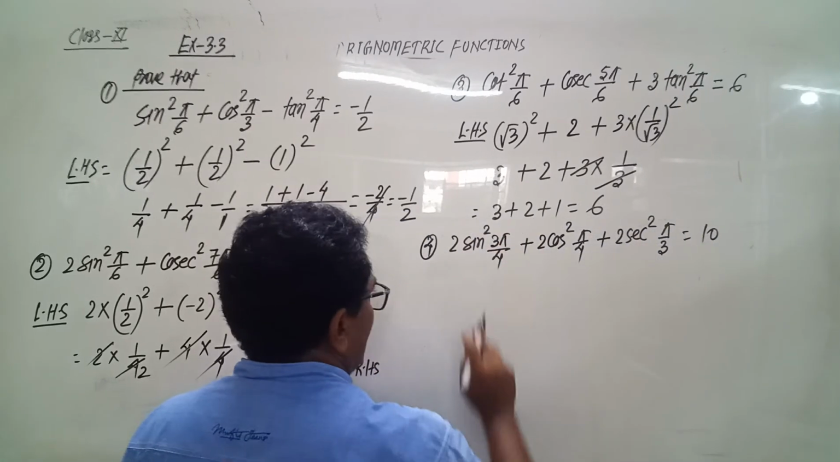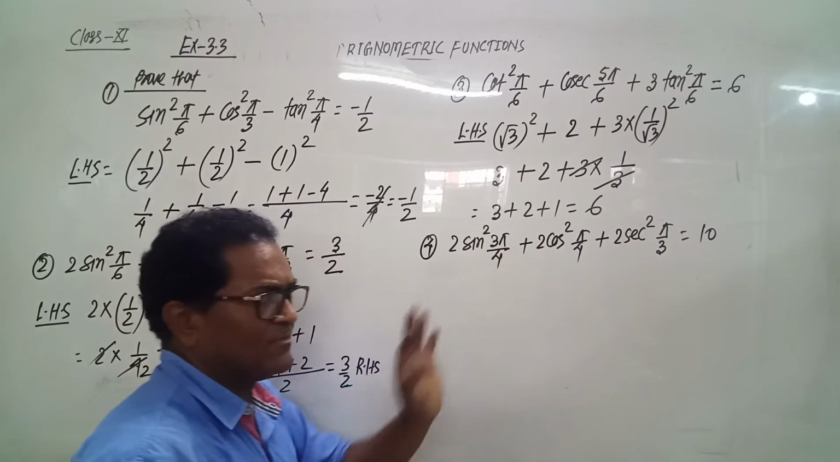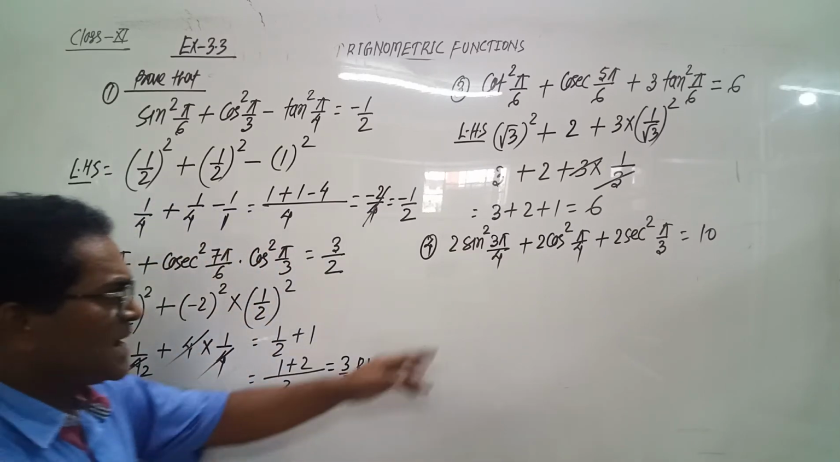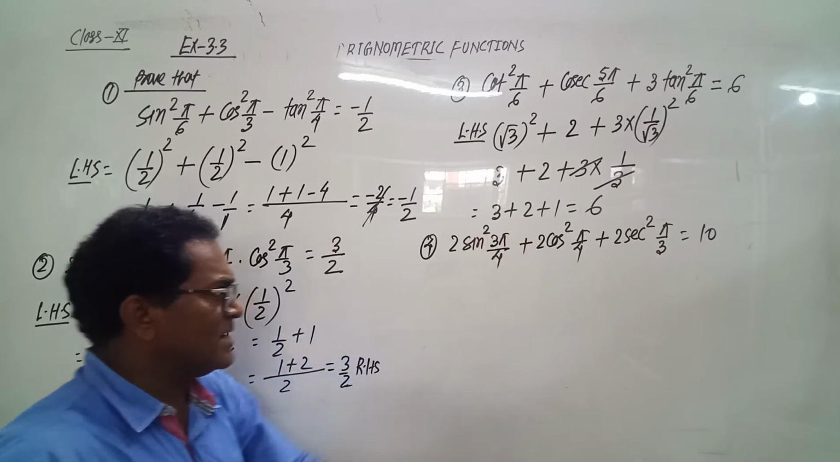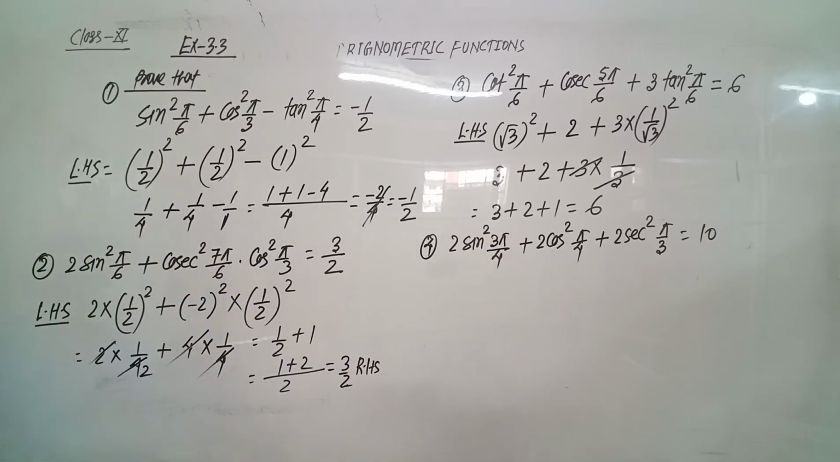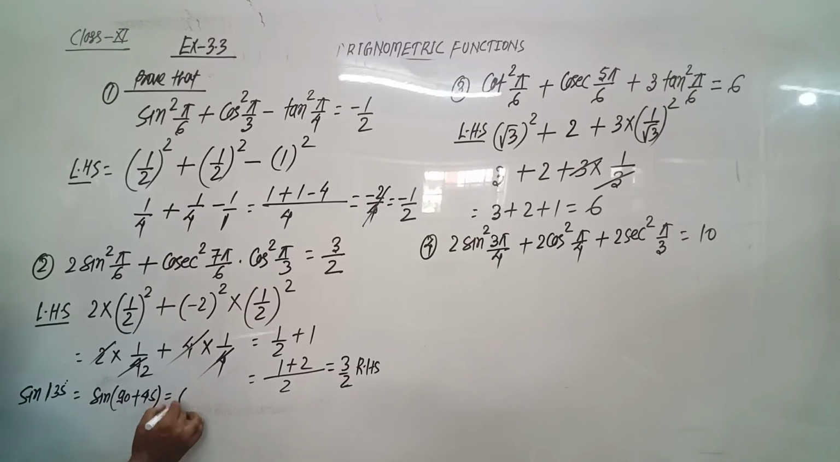So sine 3 pi by 4 means 180 by 4, 45, 45 into 3 is 135. So sine 135 can be written as sine 90 plus 45, and sine 90 plus theta is cos theta. So cos 45 degree.